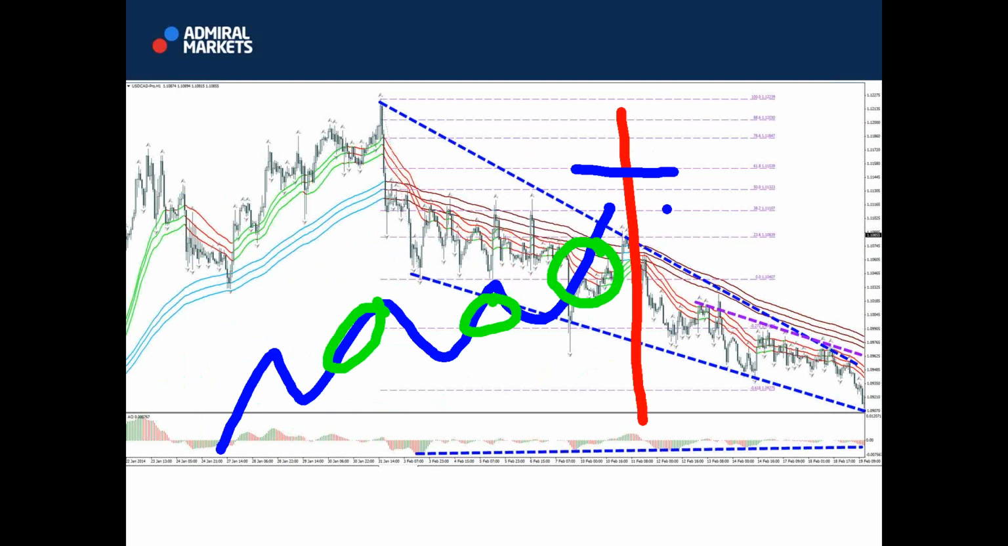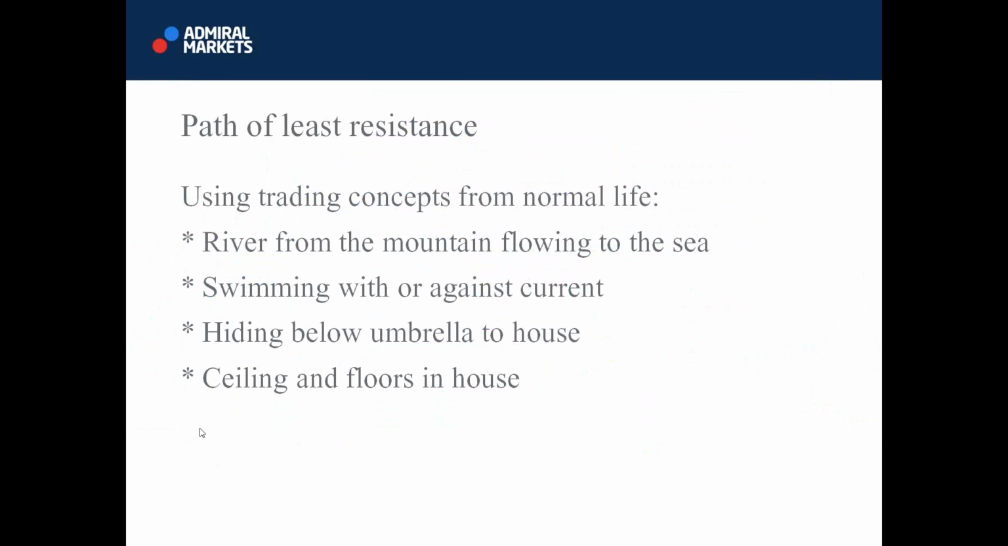So that is why the path of least resistance is useful, but only for trading purposes, not to predict. And we come back to the fact that prediction is not really relevant, unless you're making a friendly bet with your neighbor, that's something else. So path of least resistance is something that not only happens in trading concepts, but also you see that back in normal life.